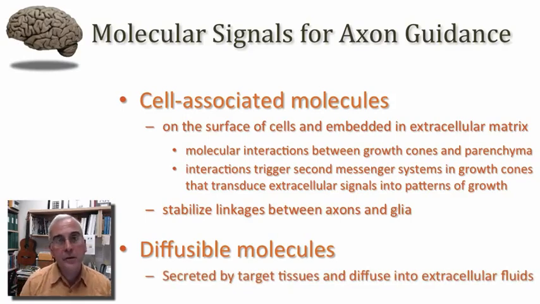Now, the diffusible molecules, as I mentioned, they are secreted by target structures and diffuse into the extracellular spaces. So then by definition, the diffusible molecules can act over a much greater distance within the central nervous system or outside the CNS in the embryo than can the cell-associated molecules that are anchored to a membrane or the extracellular matrix. Okay, what I'd like to do next is to consider some specific examples of cell-associated molecules to give you a feel for what kinds of actions they may mediate.